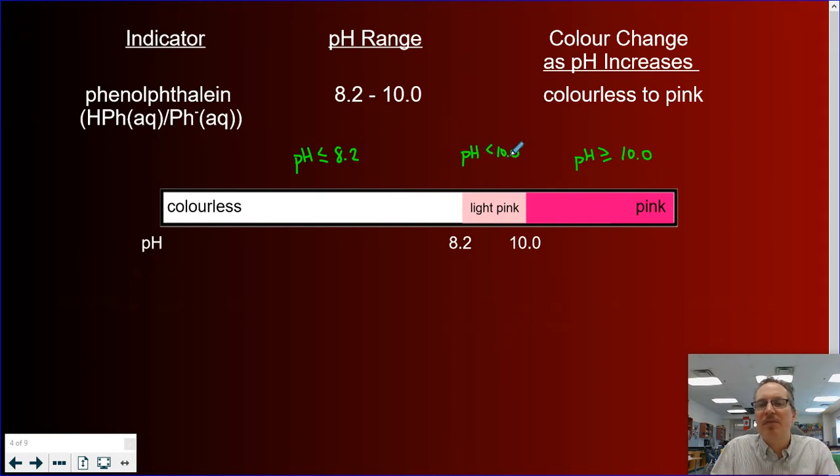And we're going to read from the pH sign. And we're going to read from the pH sign again. Not only is it less than 10, it's also greater than 8.2. So we are reading from the pH sign across and the pH sign across.